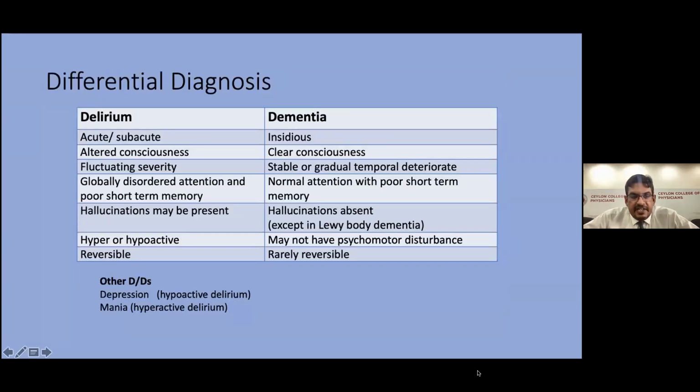So one needs to be also wary of delirium and dementia. So you see that delirium is an acute event, whereas dementia is insidious. In delirium there is altered consciousness, but in dementia, the conscious state is intact. So altered consciousness is one of the important things in the CAM, but in dementia, the conscious state is intact, and the fluctuation is not seen in dementia. Hallucinations may be present in delirium, but hallucinations are absent in dementia except for Lewy body dementia. And you see that in delirium, there are shades of hyper or hypoactivity, but in dementia, they may not have psychomotor disturbances. And the good thing about delirium is it is reversible, whereas dementia is rarely reversible. Other differential diagnoses include depression with hyperactive delirium and also mania with hyperactive delirium.